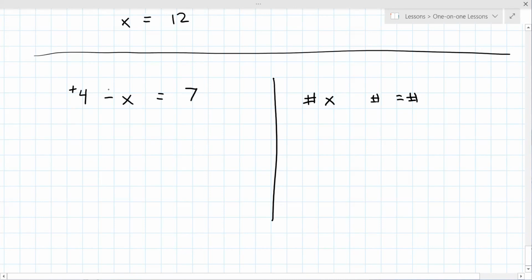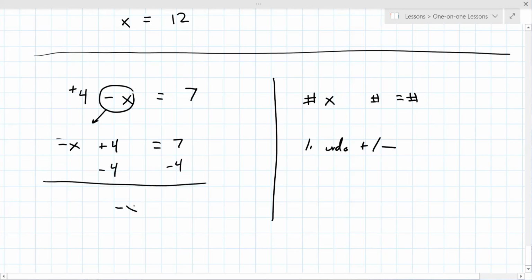So one way you could rewrite this, which I don't want us to do, but we'll do it for this one here, is this can actually come first. Negative x plus 4 equals 7. Now you still undo addition and subtraction first. This is the addition and subtraction, not this. This is multiplying. So how do you undo plus 4? You subtract 4. So you bring this down, negative x equals 3.